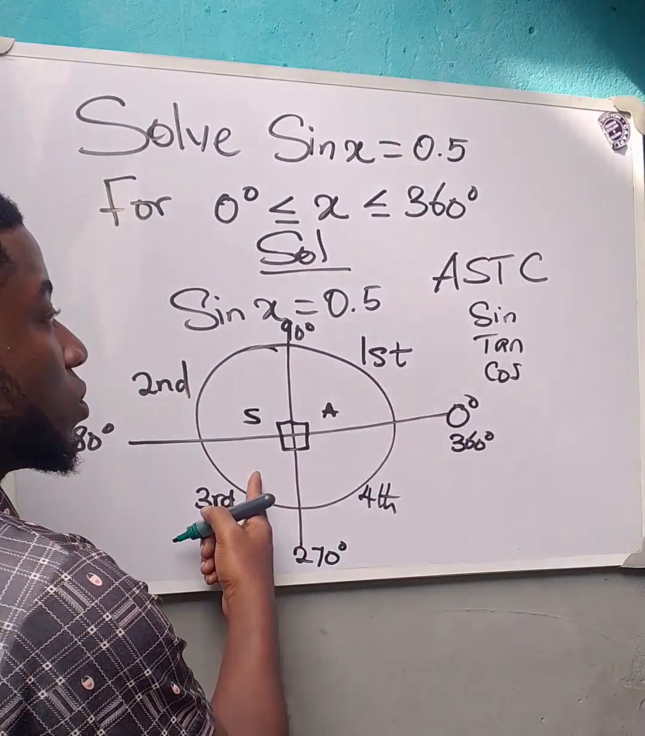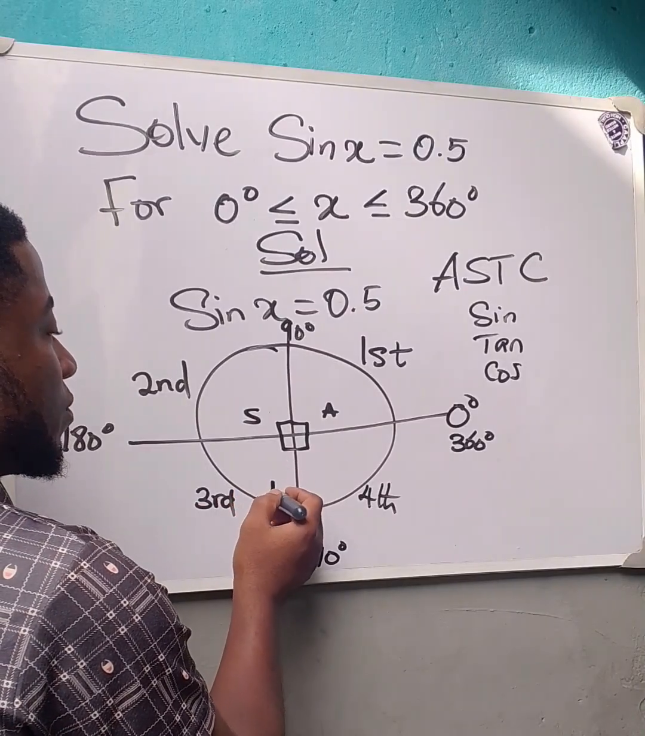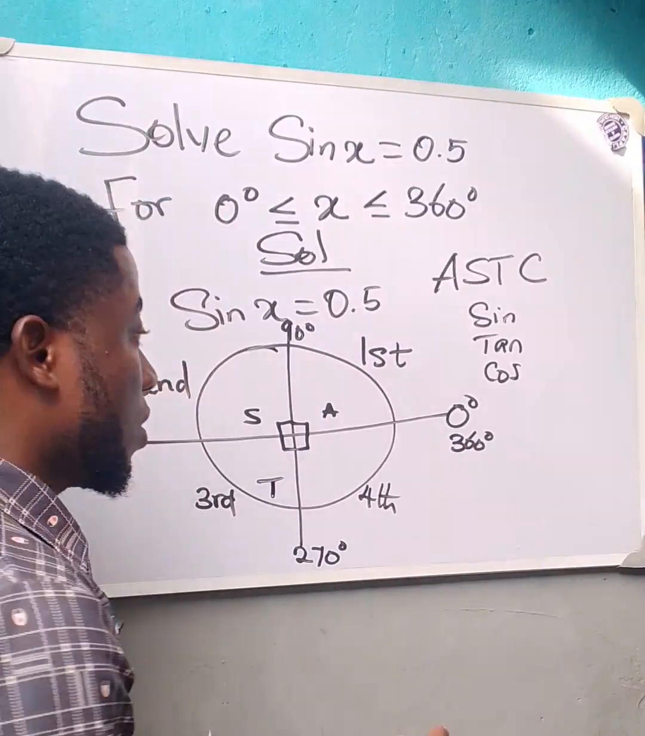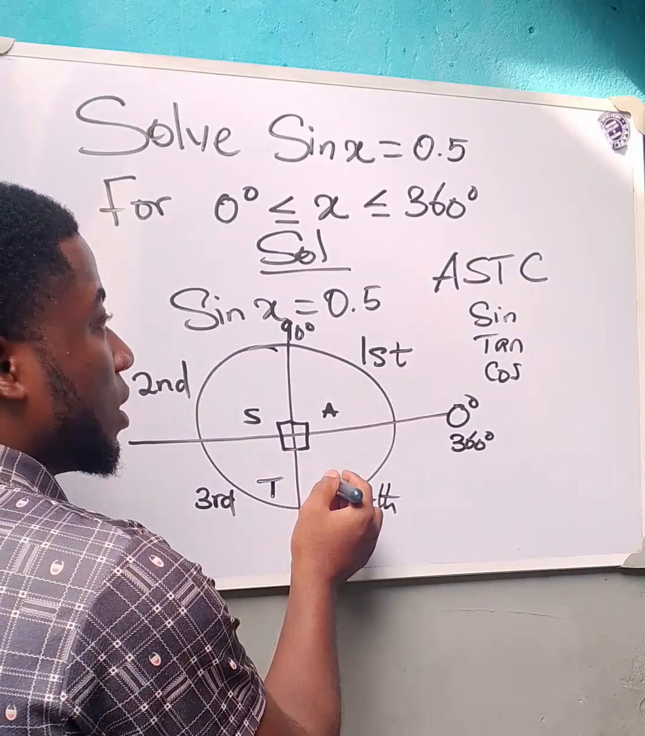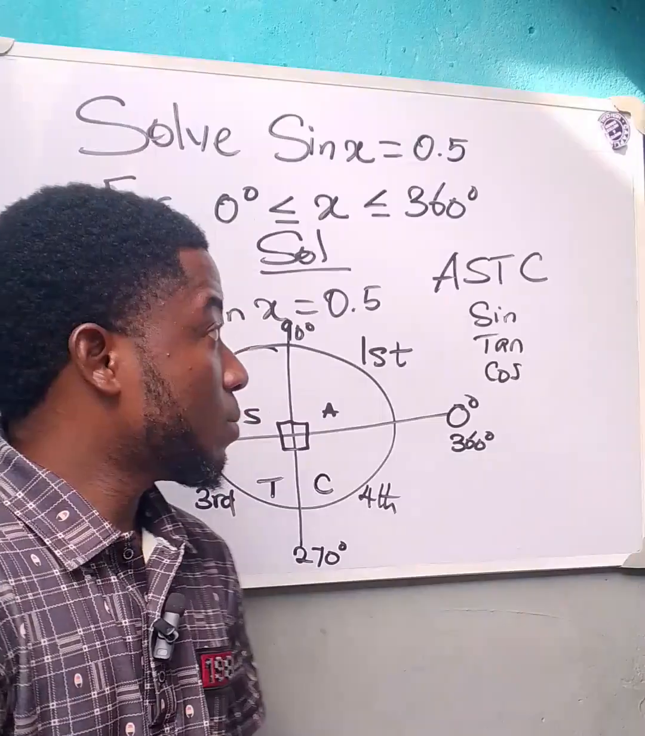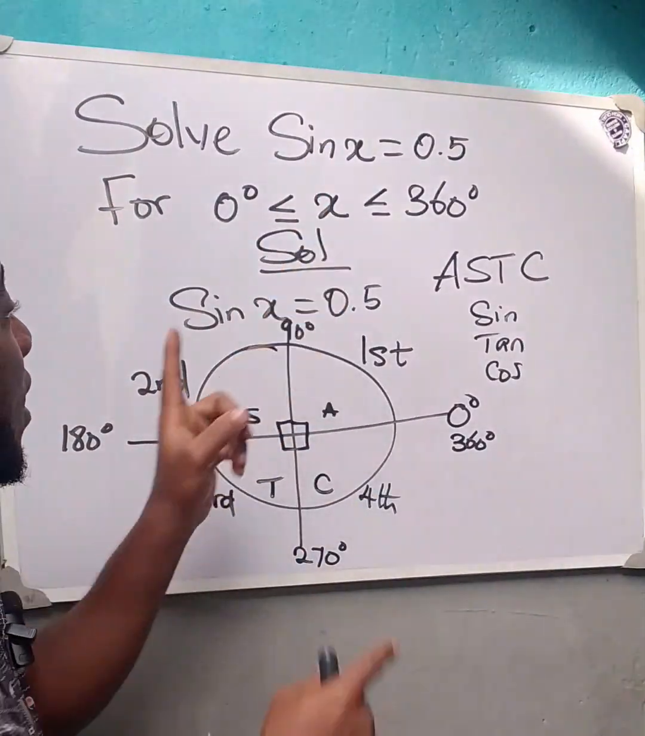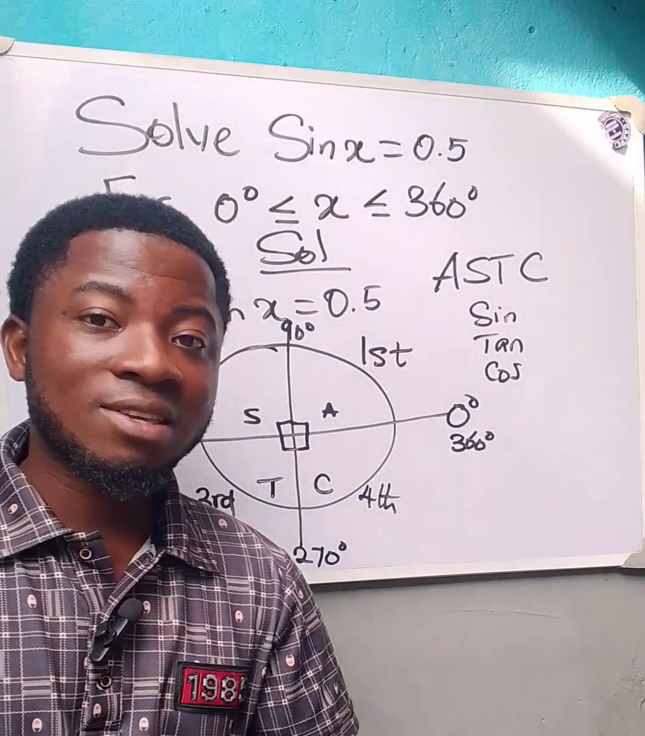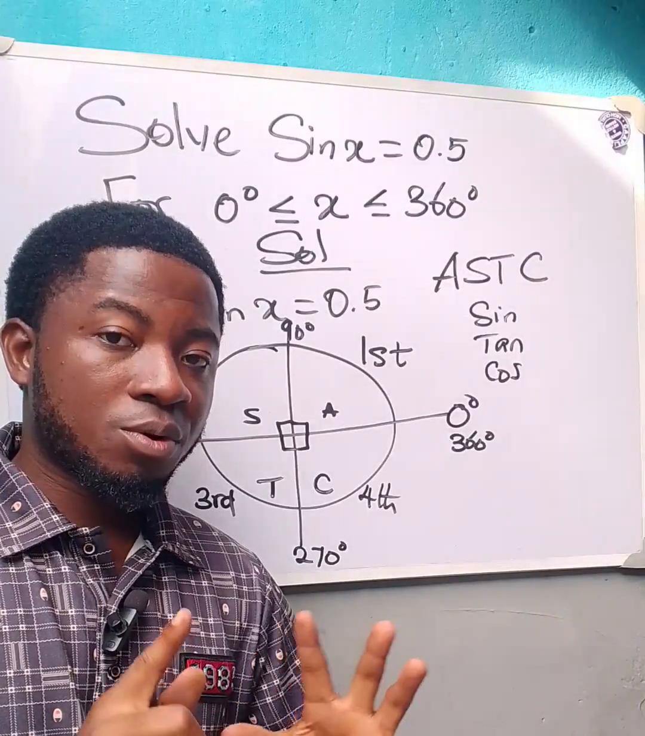Then in the third quadrant, only the tan is positive. So let me put T here. Only the tan is positive. And then in the fourth quadrant, only the cosine is positive. So from here now, you go back to the equation given to us where we have sine x equals 0.5. And 0.5 is a positive value.